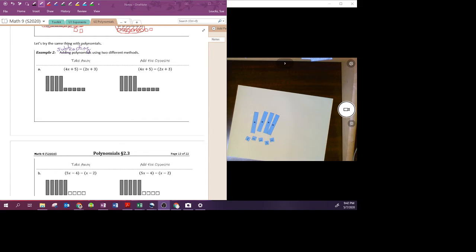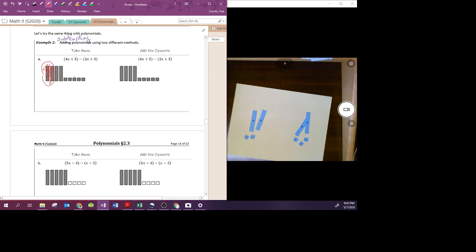So I'm taking away a 2x and I'm taking away 3. So I'm taking away 2x and I'm taking away 3. Okay, so what I'm left with is 2x plus 2. And if I do this on my drawing over here, I'm taking away 2x, and I'm taking away 3 ones.